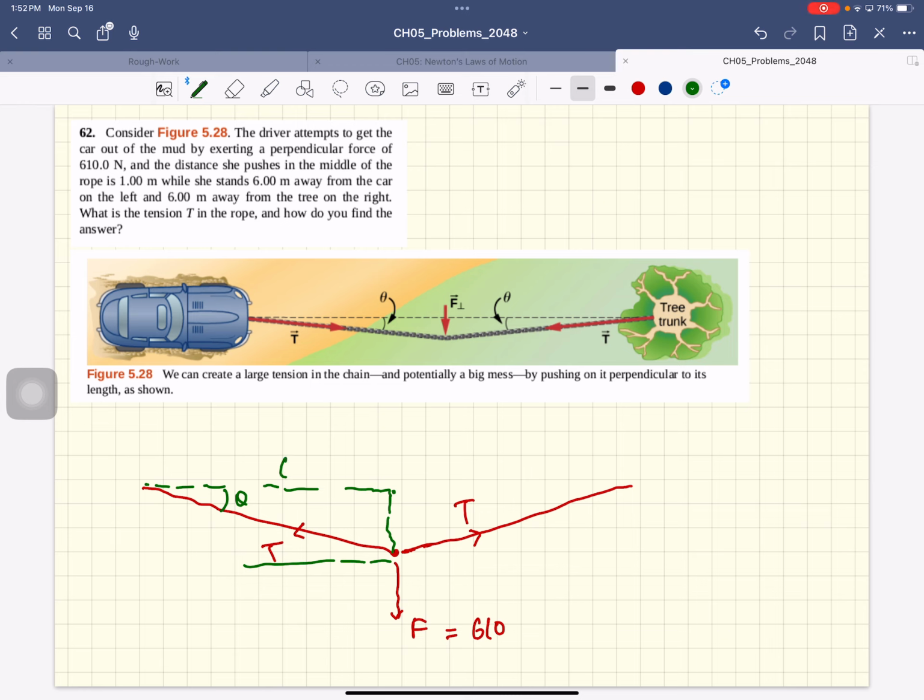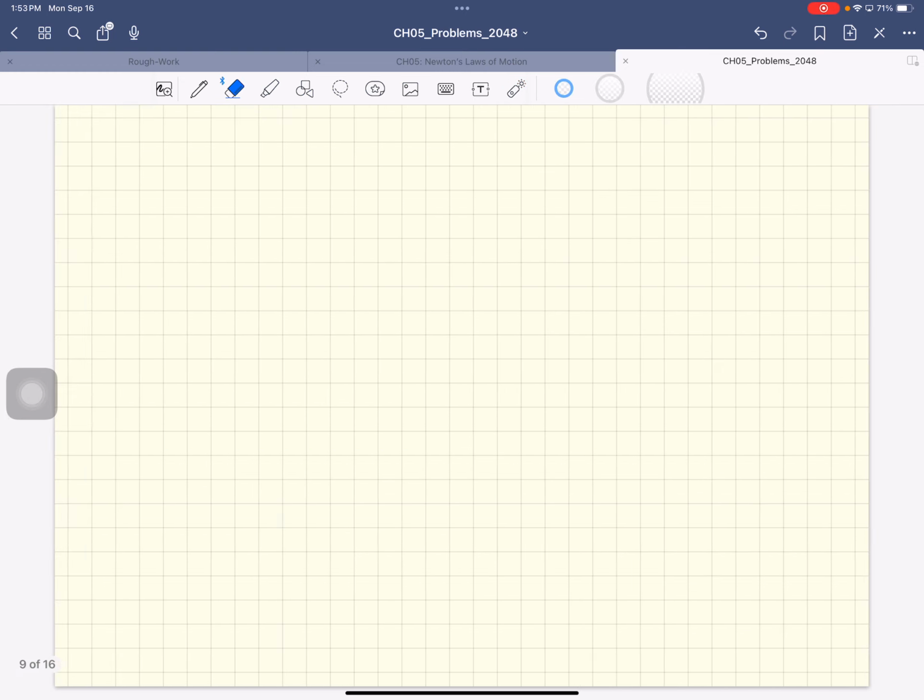We'll solve for this angle. This is 6 meters, 1 meter. So this angle is theta. Tan theta is 1/6. Theta is... all right. So now let's go back to this diagram.